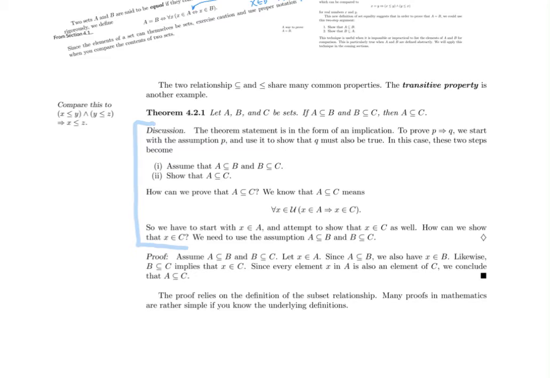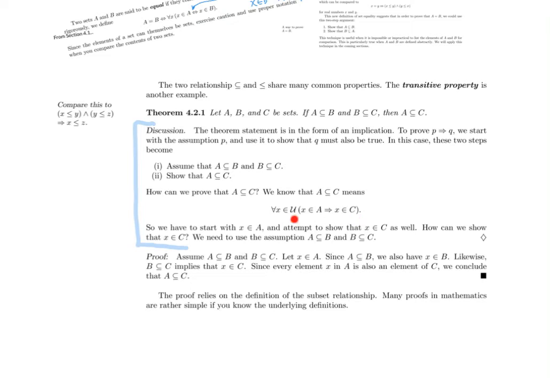How do we prove things directly? How do we do a direct proof? We assume true the hypothesis of the if-then statement, and then we show that that somehow leads to the conclusion of that if-then statement. And that's exactly what's mentioned here in this short list. So if I'm assuming A is a subset of B and B is a subset of C, how do I show that A is a subset of C?